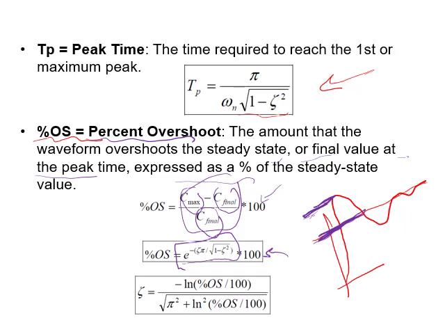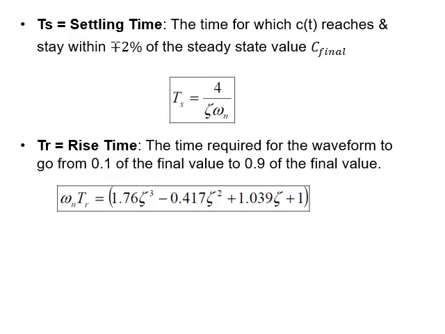Also, we can use this equation to calculate zeta. If we have the overshoot and we need to calculate zeta, we can calculate zeta as minus ln of percentage of overshoot over 100, divided by the square root of pi squared plus ln squared of percentage of overshoot over 100. So this is how to calculate zeta if you have the percentage of overshoot. Settling time, as we mentioned earlier, is the time required to enter within plus or minus 2% of the final value, and is evaluated as 4 over zeta omega n.